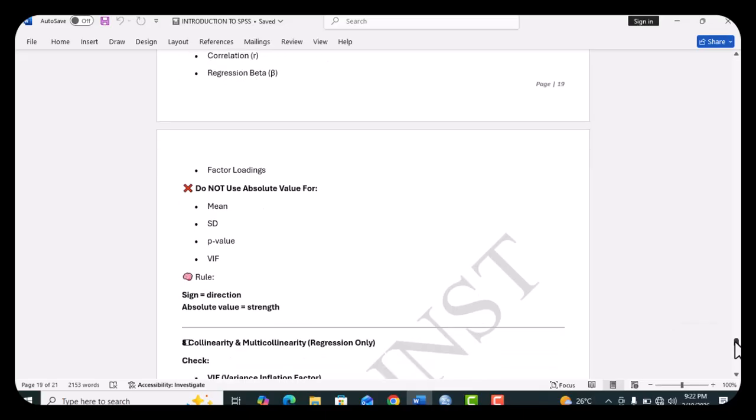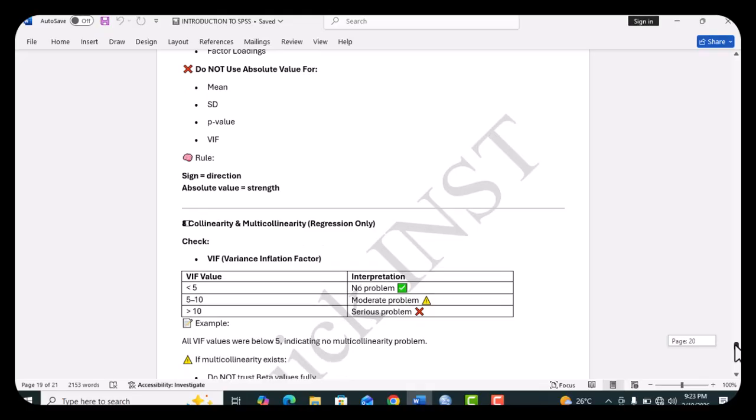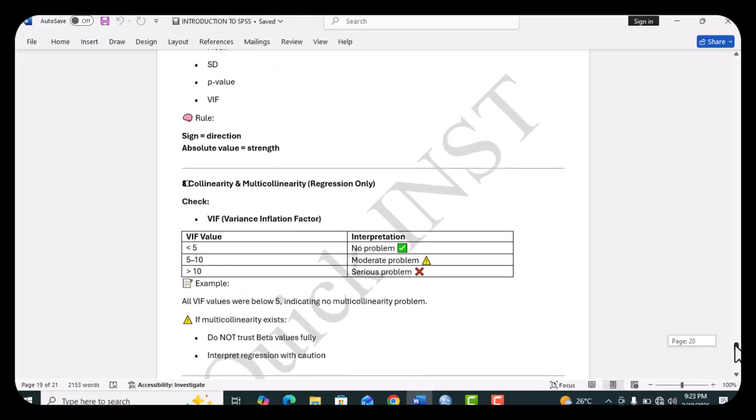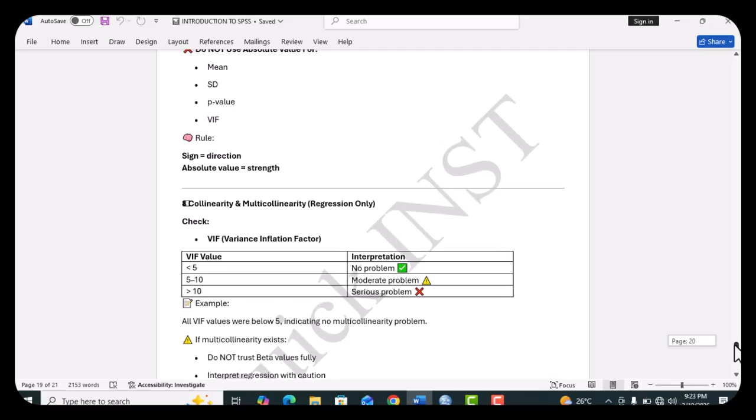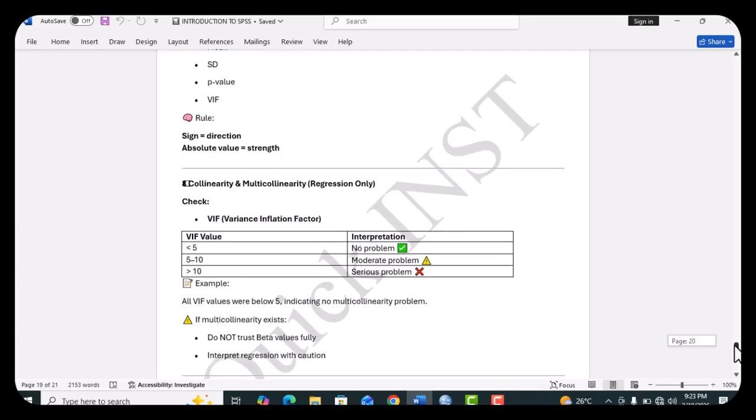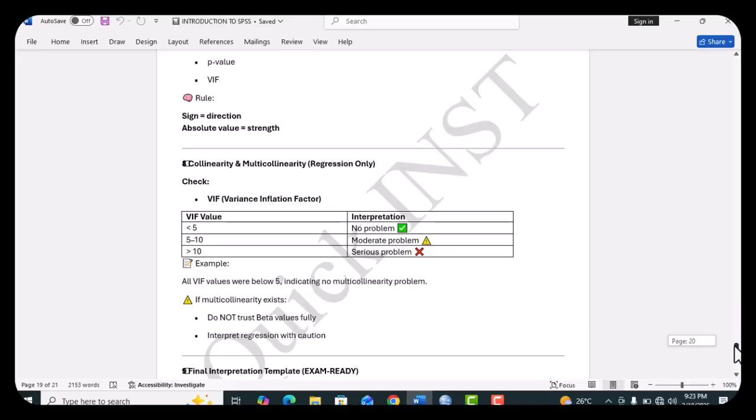Collinearity. When the variance inflation factor is below 5, there's no problem. When it is 5 to 10, there is a moderate problem, meaning multicollinearity is present in the regression, and multicollinearity always affects the regression only. When it is greater than 10, there is a serious problem, serious multicollinearity. A variance inflation factor value below 5 indicates no multicollinearity.